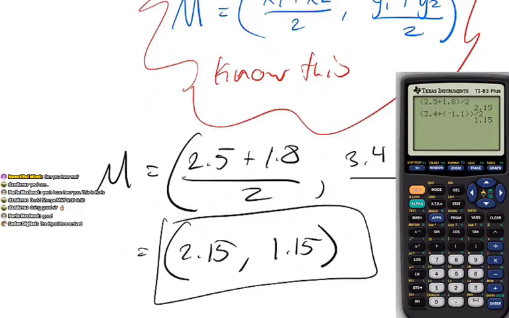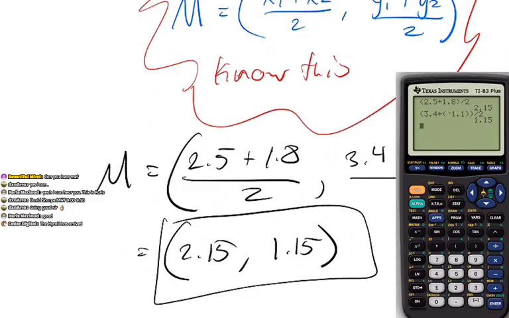So our claim is that 2.15, 1.15, that's going to be the midpoint between these two. What are some ways that we can confirm this? We never really want to take things at face value. We always want to say, hey, does this make sense? Can we confirm it? You always want to check.